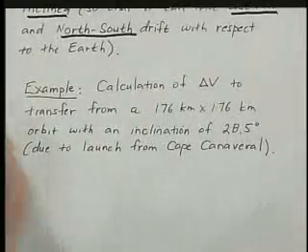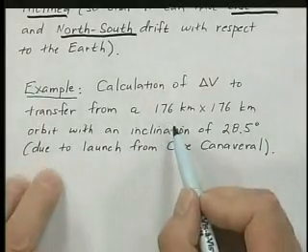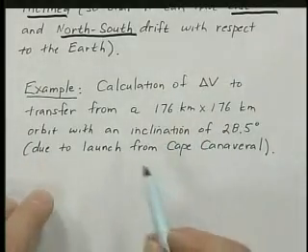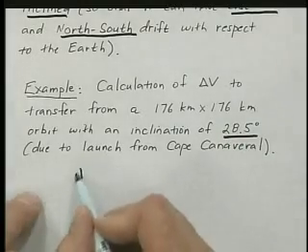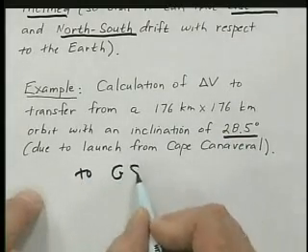So let's look at a calculation of the delta V to transfer from the 176 kilometer circular orbit with an inclination of 28.5 degrees to a geostationary orbit.